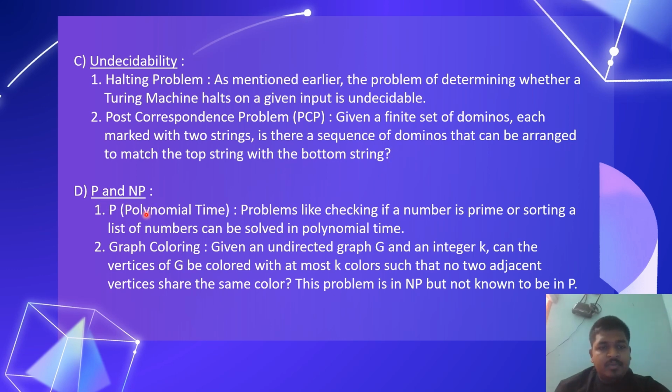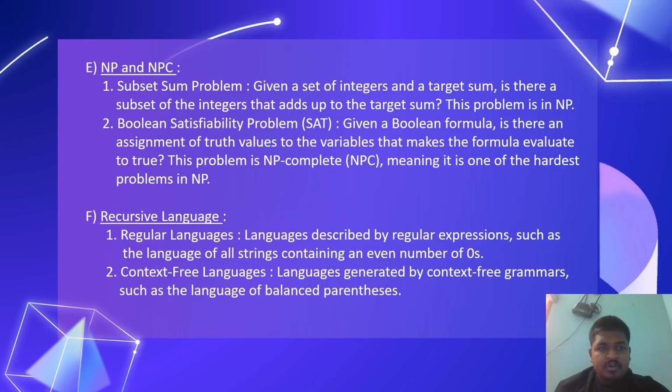P and NP. P stands for polynomial time problems, like checking if a number is prime or sorting a list of numbers, which can be solved in polynomial time. Graph coloring: given an undirected graph G and an integer K, can the vertices of G be colored with at most K colors such that no two adjacent vertices share the same color? This problem is in NP but is not known to be in P.